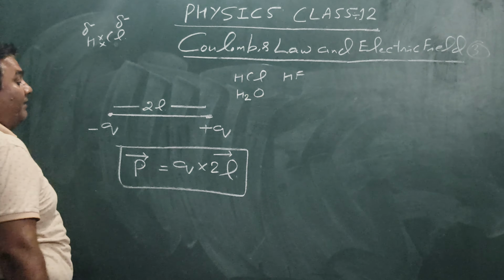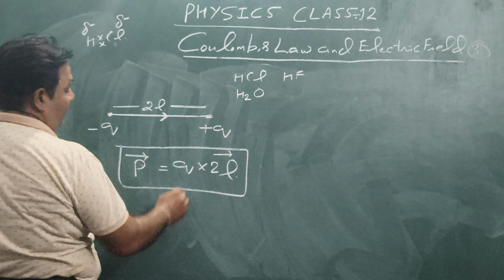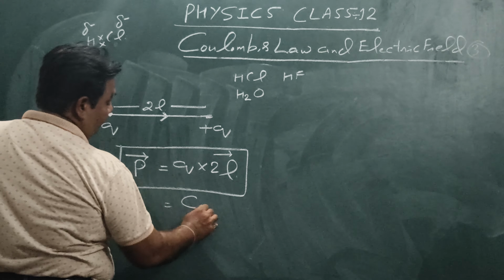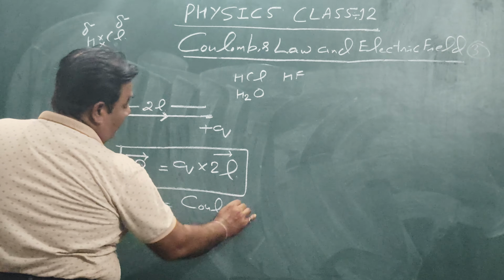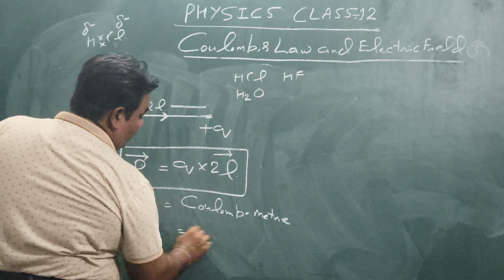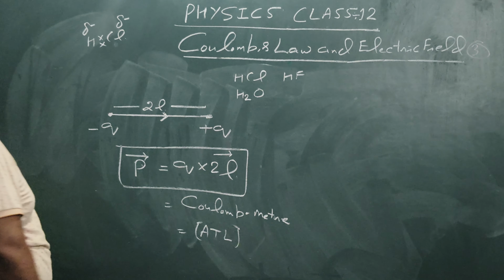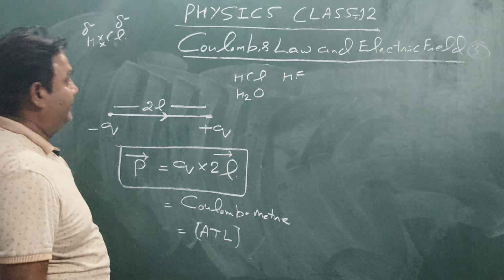Electric dipole moment is a vector quantity. The direction is from negative to positive. Its unit is coulomb meter, and its dimension is ATL. This is the electric dipole moment.